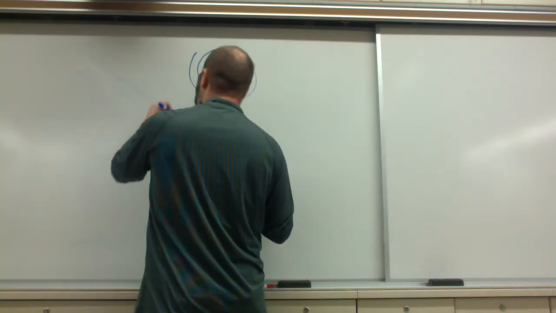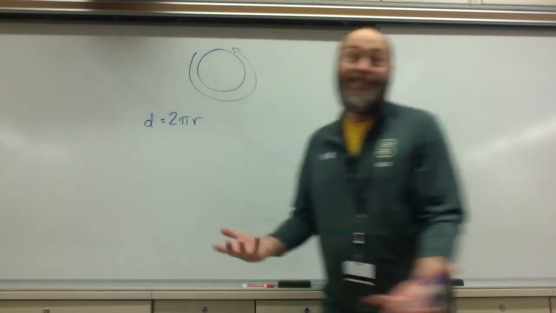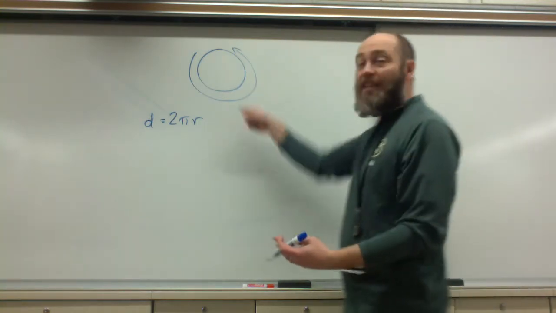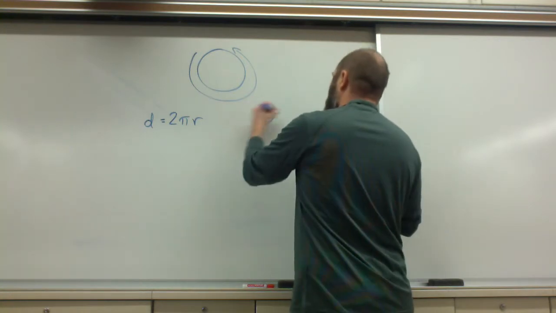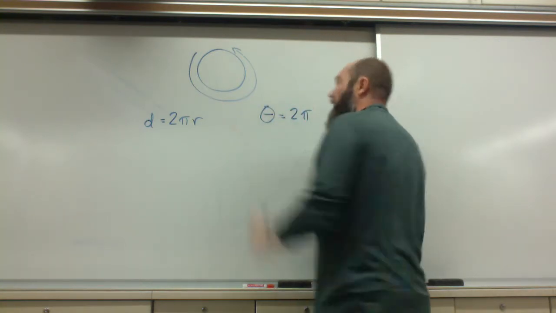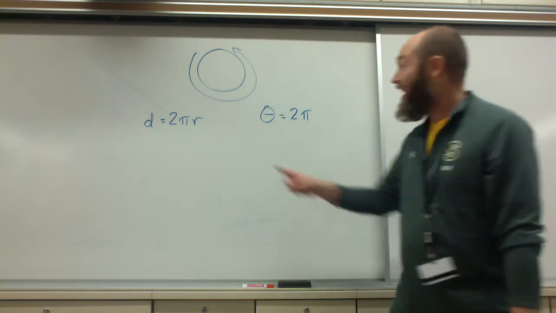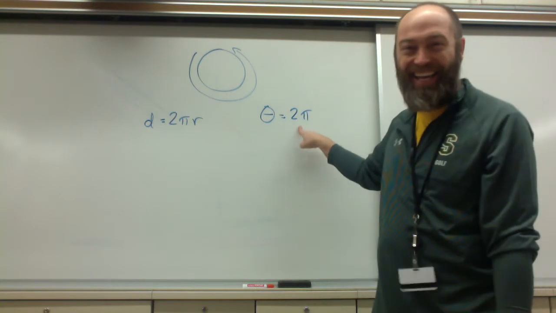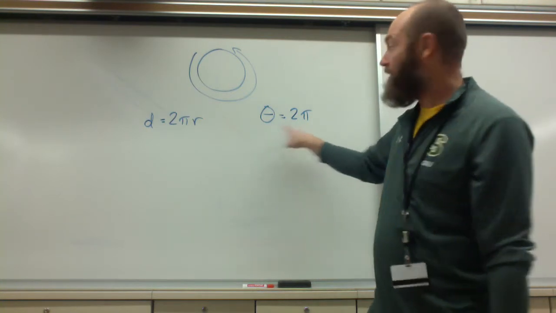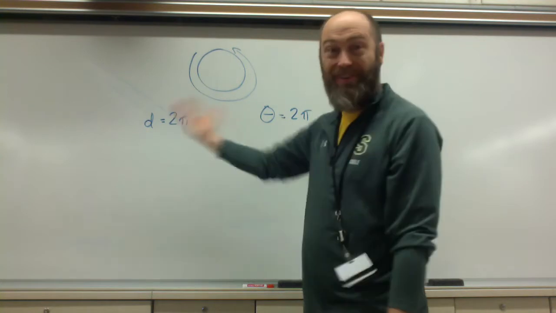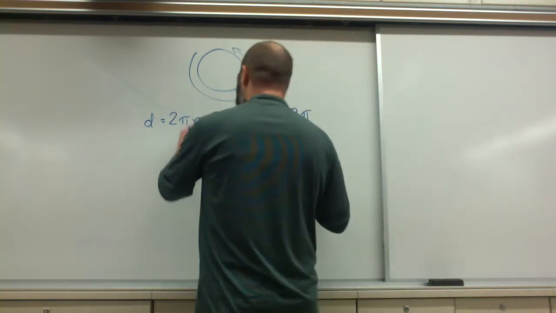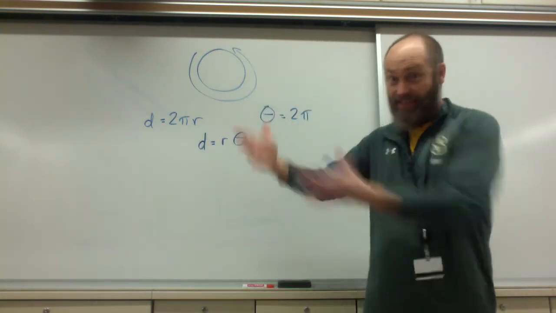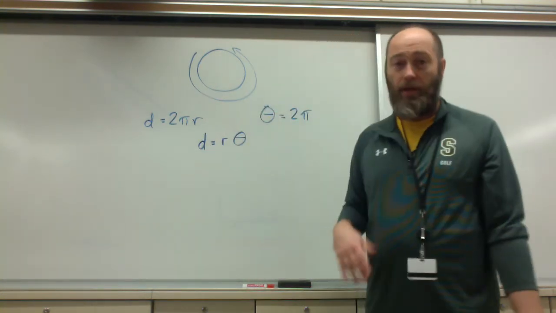Well, that distance is 2 pi r. That's the circumference. And guess what? That's on the formula sheet. You don't have to memorize that. Well, what's the angle you sweep out? Oh, yeah, that's going to be 2 pi radians. And then if you look, 2 pi r, 2 pi. So guess what? If I want to go from here to here, if I want to relate them, then d is equal to r times theta. Do you guys see it? It's that easy.